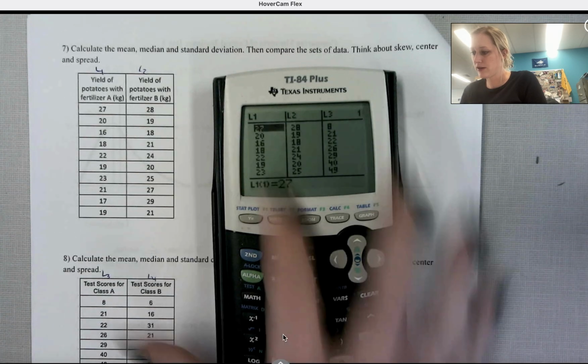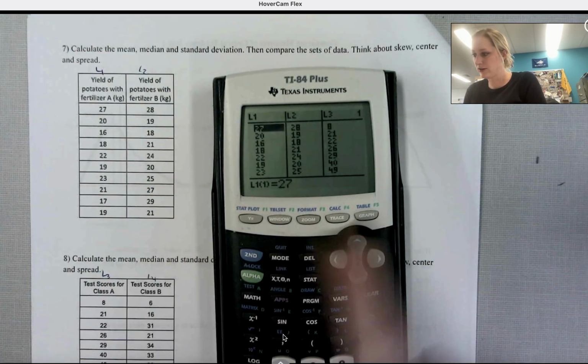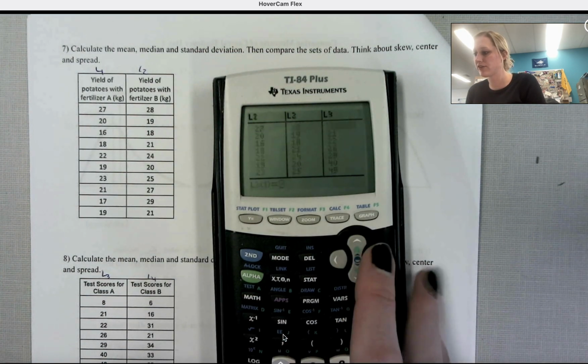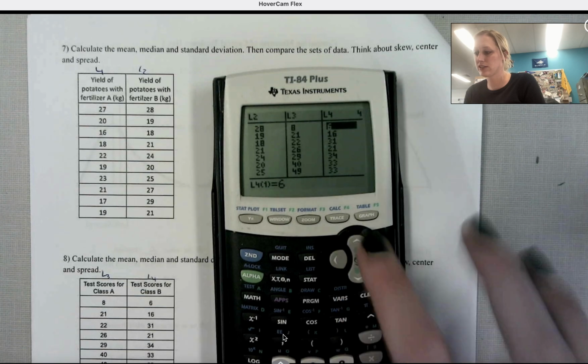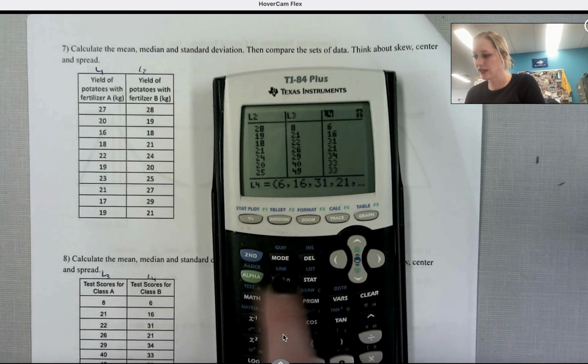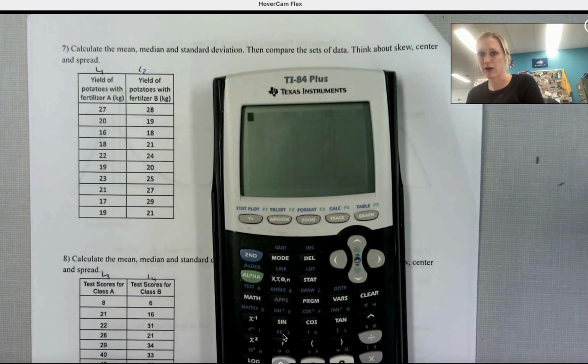So L1, there's 2720 on down, L2 here, and then L3 and 4 are down below. Okay, so I can enter multiple lists at the same time. If I need to clear a list, remember I scroll up, hit clear, enter, and that'll clear the whole list. Second mode or second quit gets me out of that.